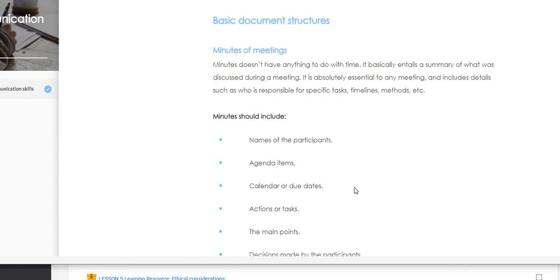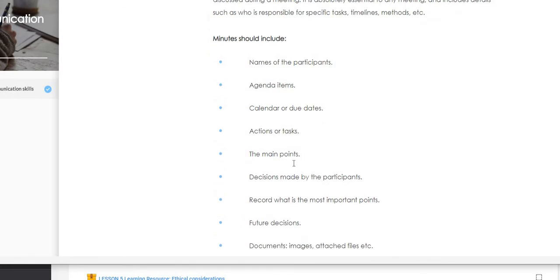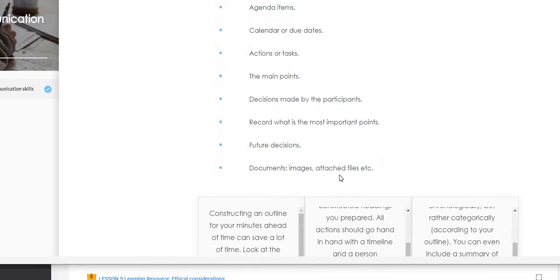So if we discuss the previous meeting, let's go through what it should include. The names of the participants. So in the previous meeting, I know these guys were here. If there's two new guys, they don't know what's going on. The agenda of the meeting, the calendar and due dates, the actions or tasks. So if I go through the minutes of the previous meeting before my next meeting, I can ask, hey guys, what did you have to do before this meeting? And that's all entailed in the minutes. The main points discussed, the decisions we made, a record of the most important things, future decisions, and all the attachments.